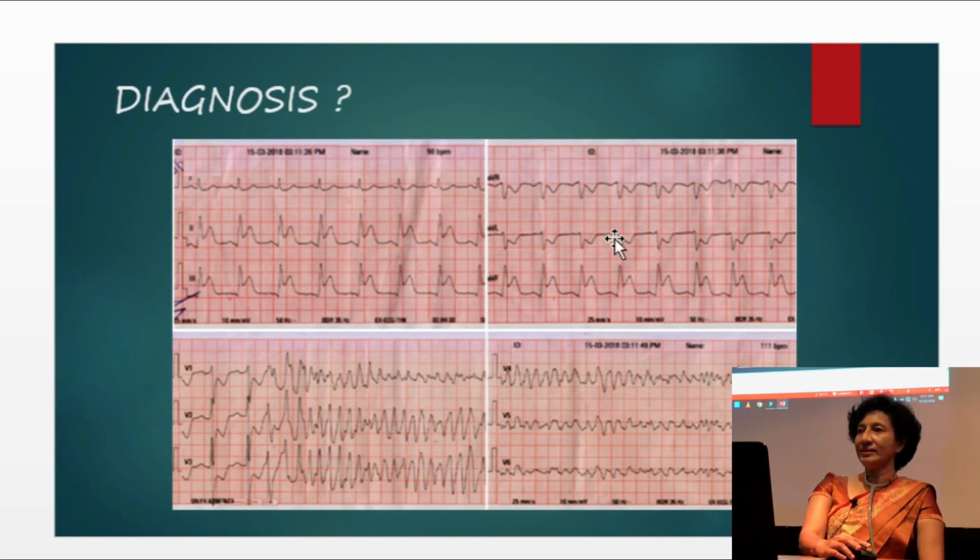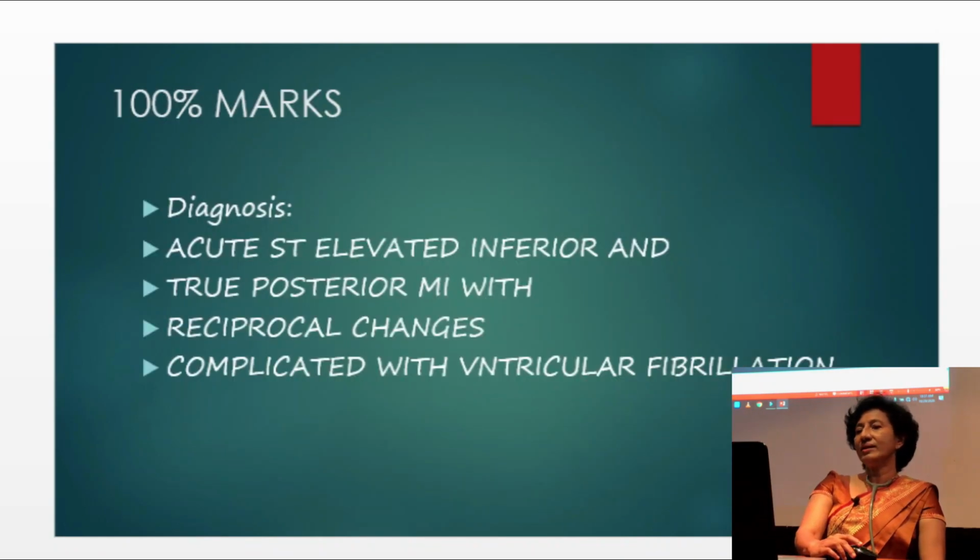Are there reciprocal changes? Yes, with reciprocal changes, complicated with ventricular fibrillation. To get 100% marks, your diagnosis should be acute ST elevated inferior and true posterior myocardial infarction with reciprocal changes complicated with ventricular fibrillation. What could be the site of total occlusion? In the right coronary artery.